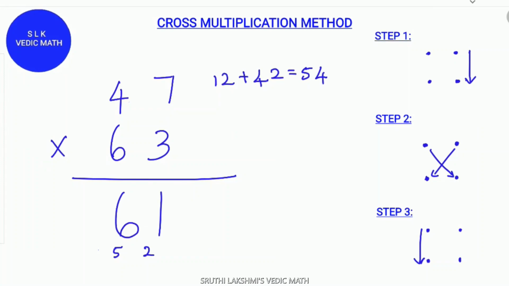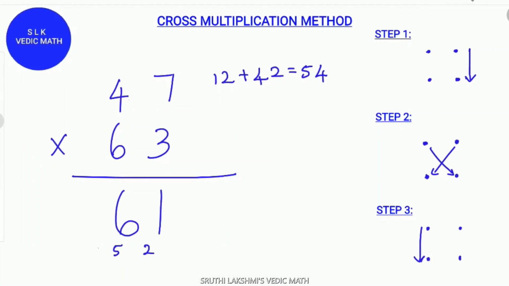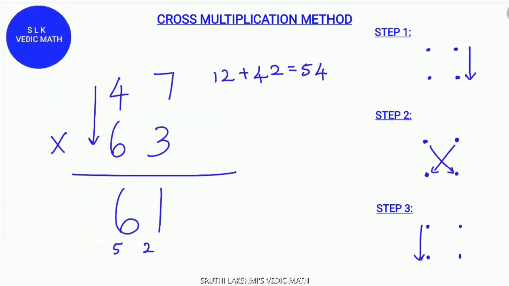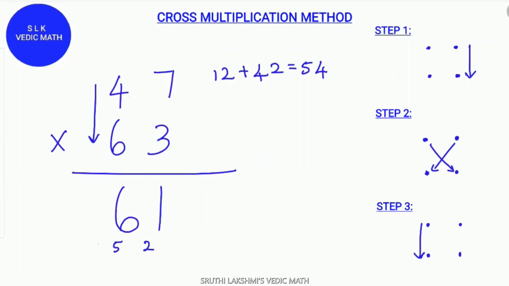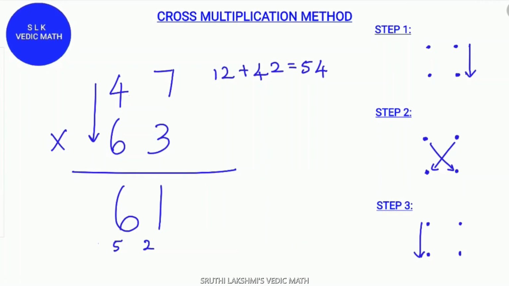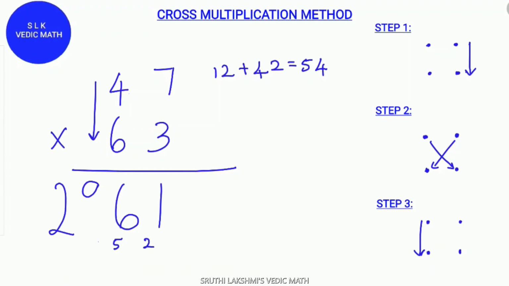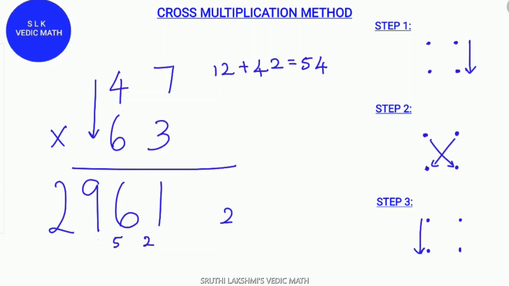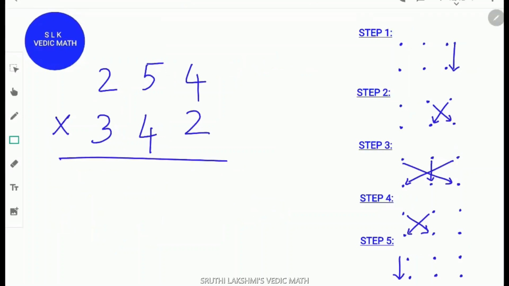Next, for step 3, vertically multiply these two numbers. So 4 times 6. 4 times 6 is 24 and 24 plus 5 is 29. So write 29. So 47 times 63 is 2961.